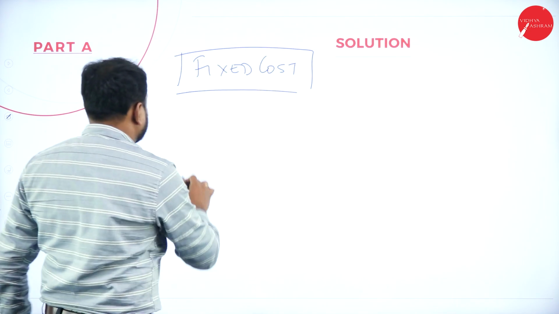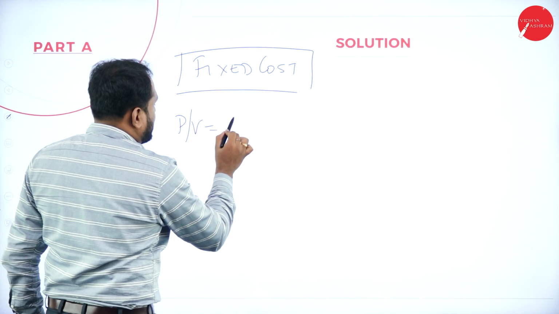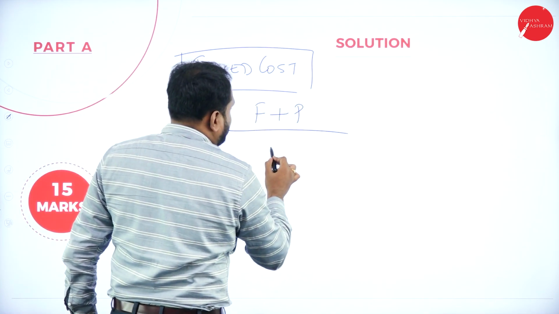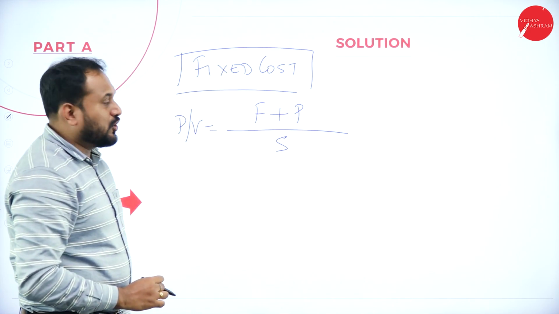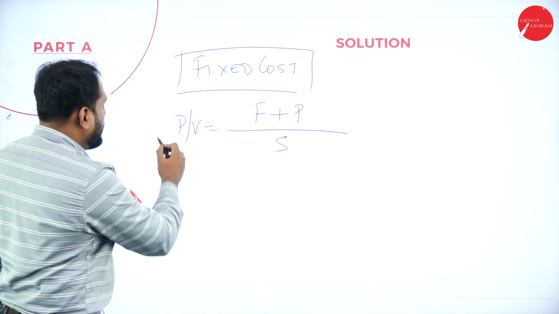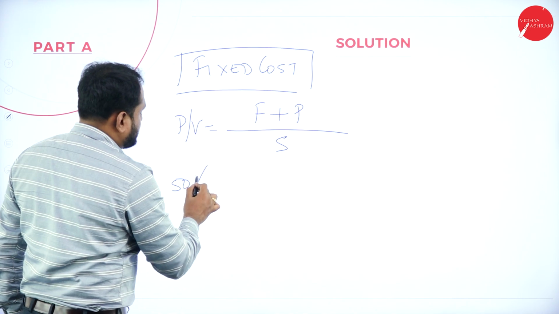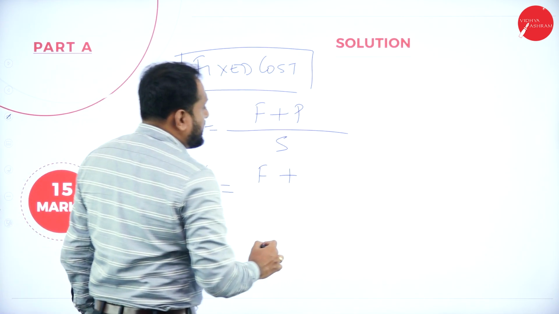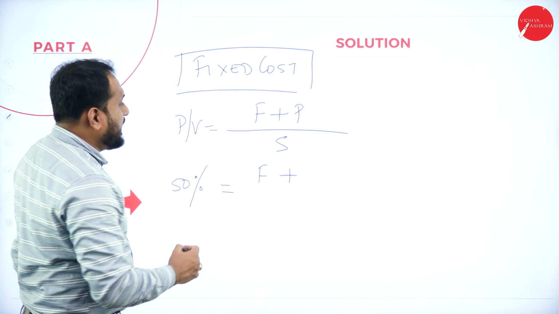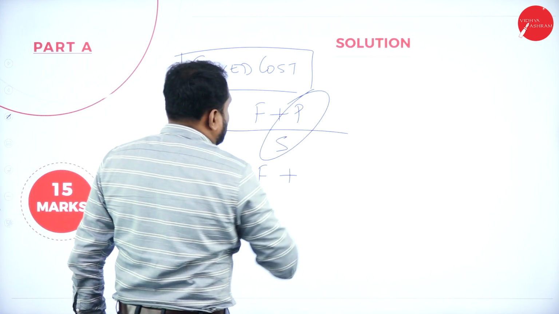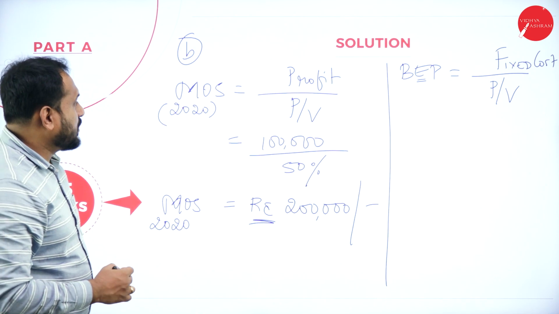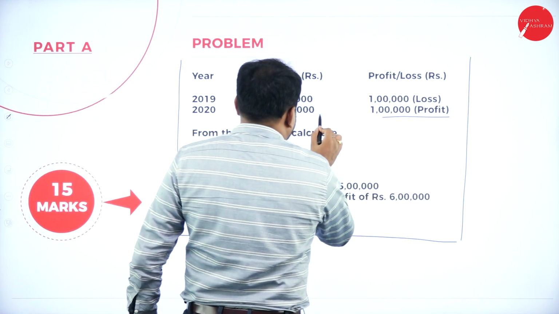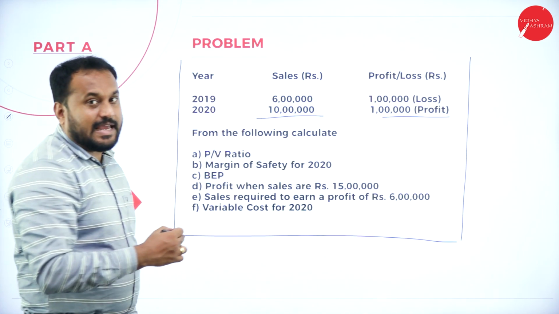What exactly is it? That is PV is equal to fixed cost plus profit divided by sales. Go with this formula. Now PV we already know, that is 50% is equal to fixed cost I need to find plus profit. I need to take the profit and the sales of the same year. So I'll go to the question here. Now where is the profit? This year we have profit. The same year sales I'll take, that is 1 lakh and 10 lakh.